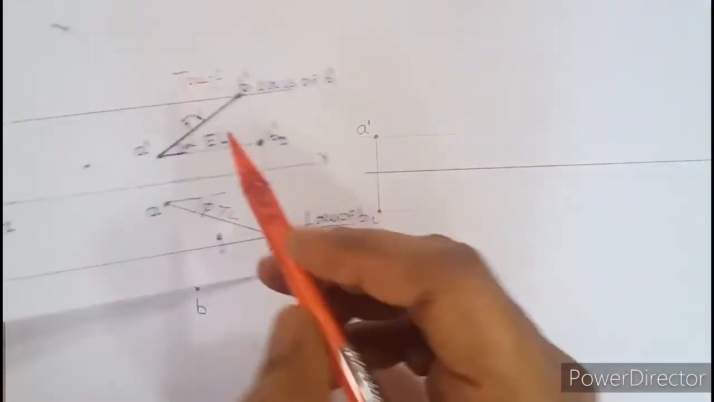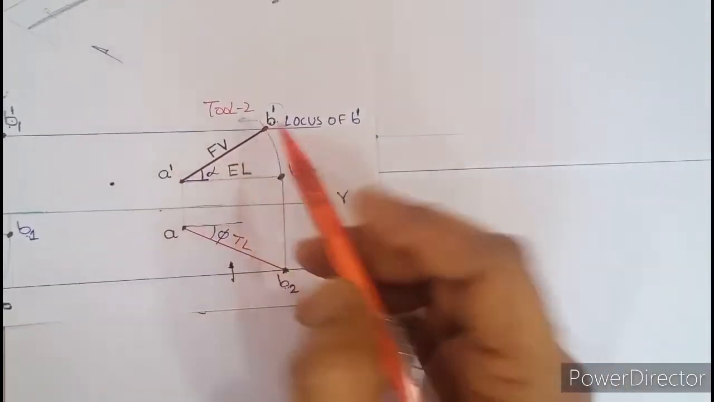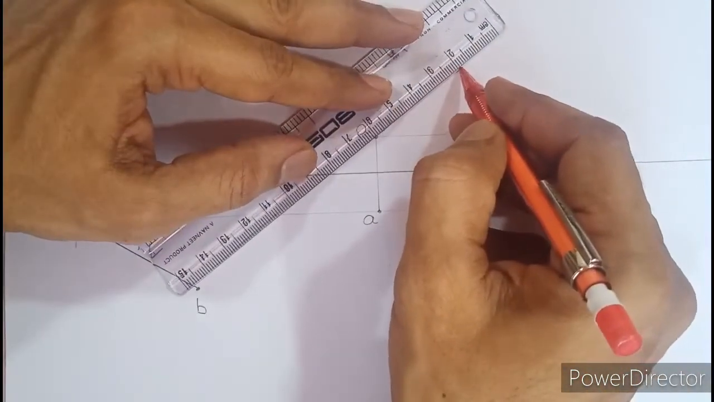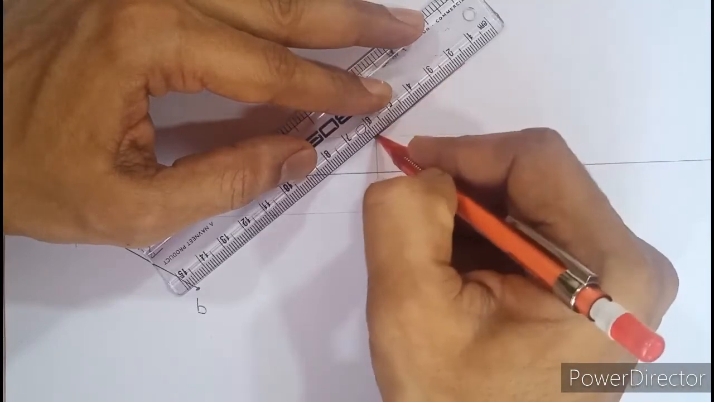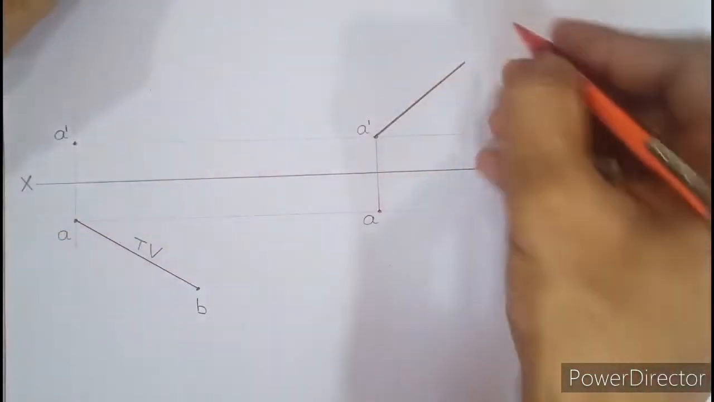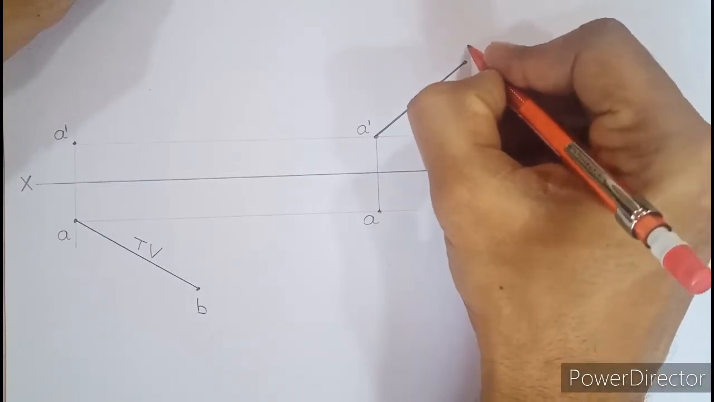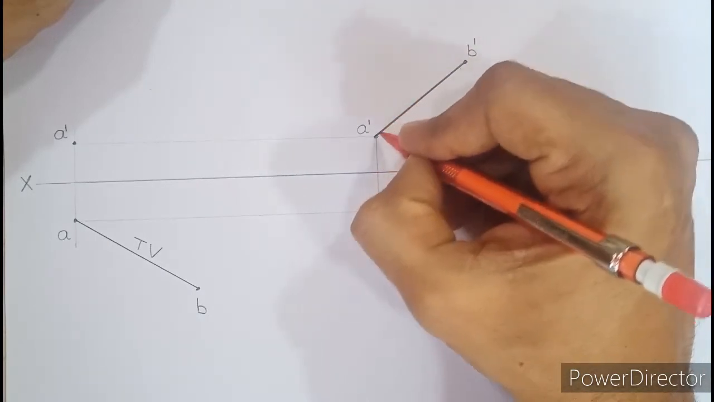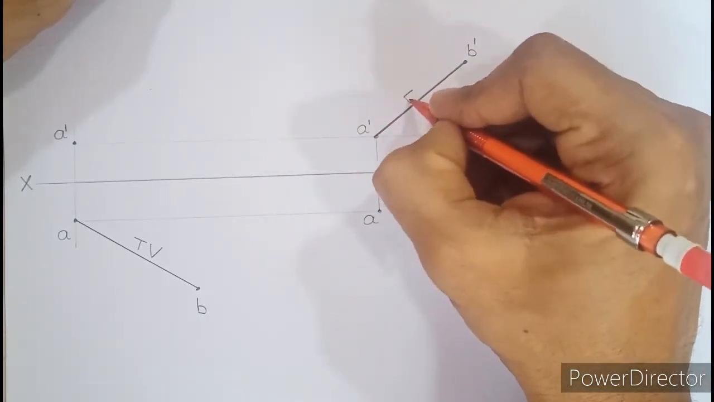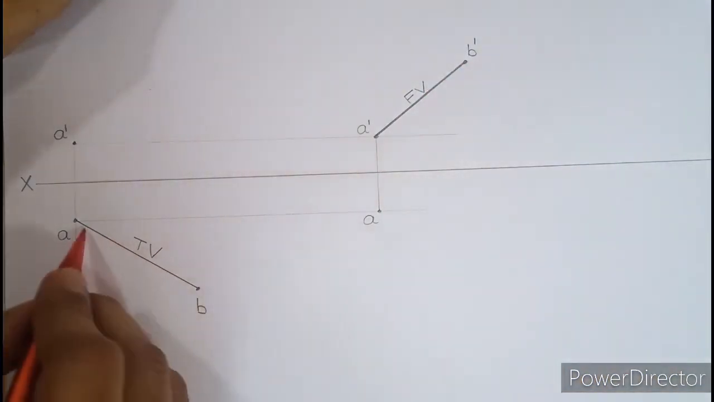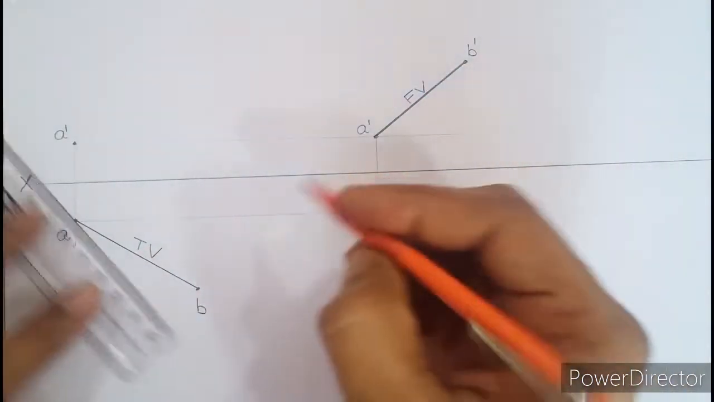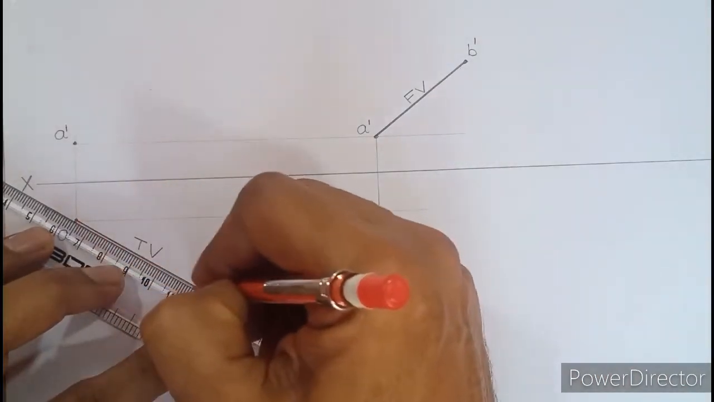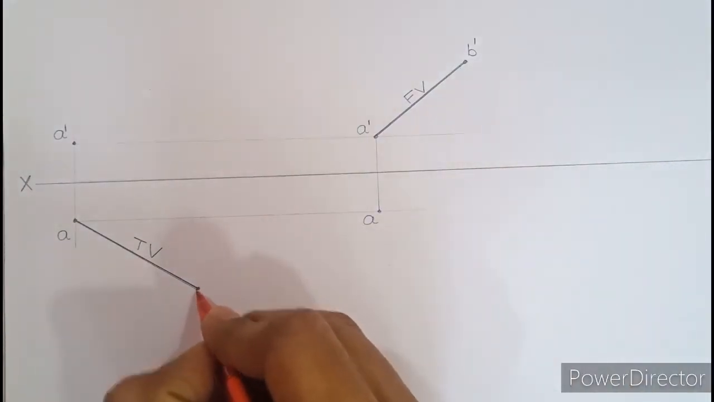Similarly, front view is dark and always drawn above XY. So here from A dash, you need to draw a dark line of any length, any angle. It need not be of the same length what you drawn before, any length, any angle. And name this point as B dash. And A dash, B dash is called front view. How to write front view, you should write above the line and along the line. So FV should be written like this and TV should also be written above the line and along the line. Okay, so that is how top view and front view are ready.